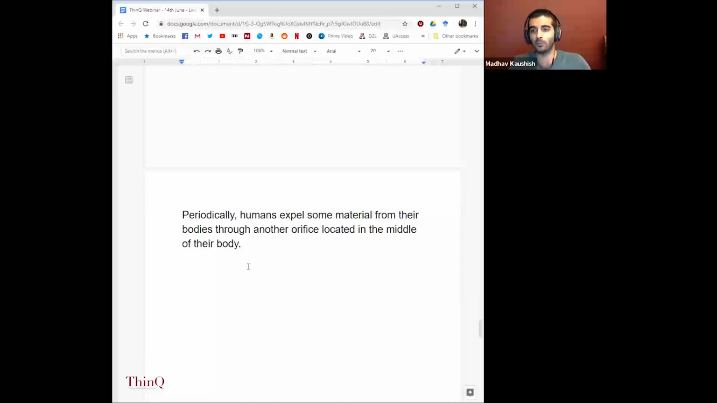Well, periodically humans expel some materials from their bodies, brown colored stuff usually, through another orifice located towards the middle of their bodies at the back, usually. I haven't seen it in any other position, so I'm going to assume that for all humans, it's at the back. So now, how do we explain that?